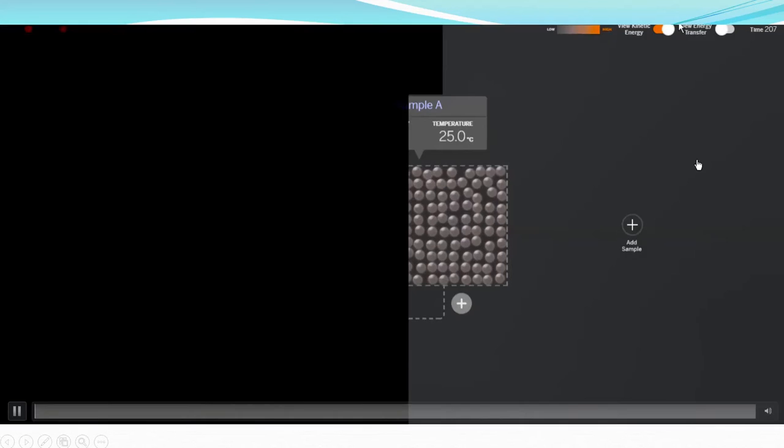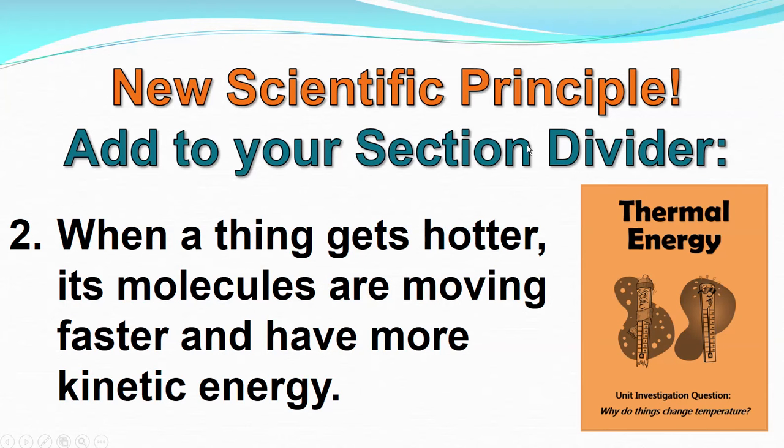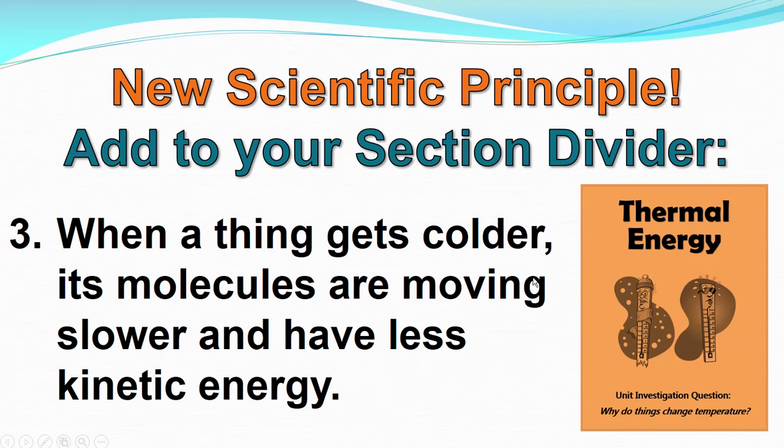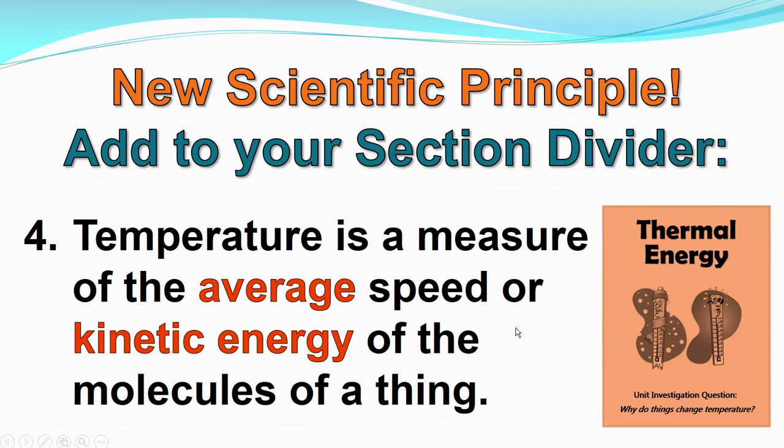In our list of scientific principles, we added this statement: when a thing gets hotter, its molecules are moving faster and have more kinetic energy. And this is something that we learned directly from the sim. We also learned from the sim that when a thing gets colder, its molecules are moving slower and have less kinetic energy.